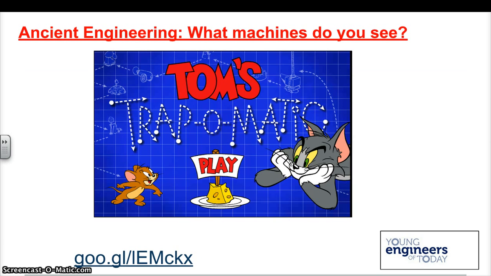Okay. Here is a practice video game. You can type this short URL link. The point of this is looking at how simple machines can be mixed together to make complex machines. In this case, Tom's Trap-O-Matic. Tom from Tom and Jerry. Tom is trying to catch Jerry. This is a little bit tricky and a little bit difficult, but it's fun and it pushes your understanding and learning.